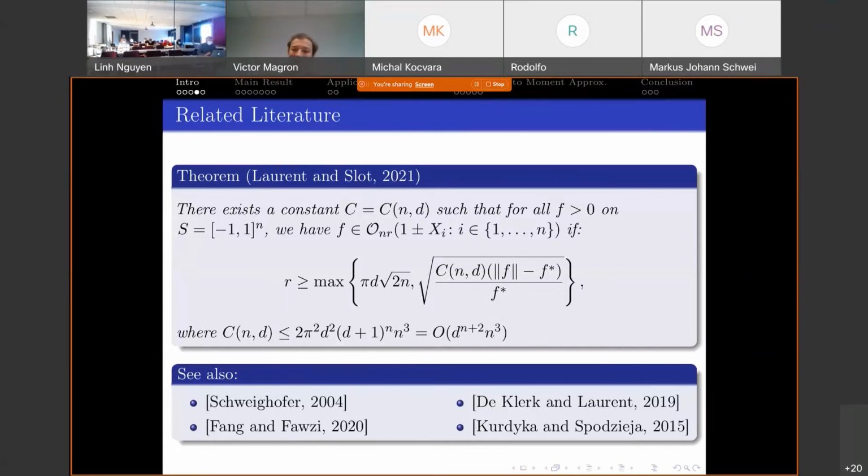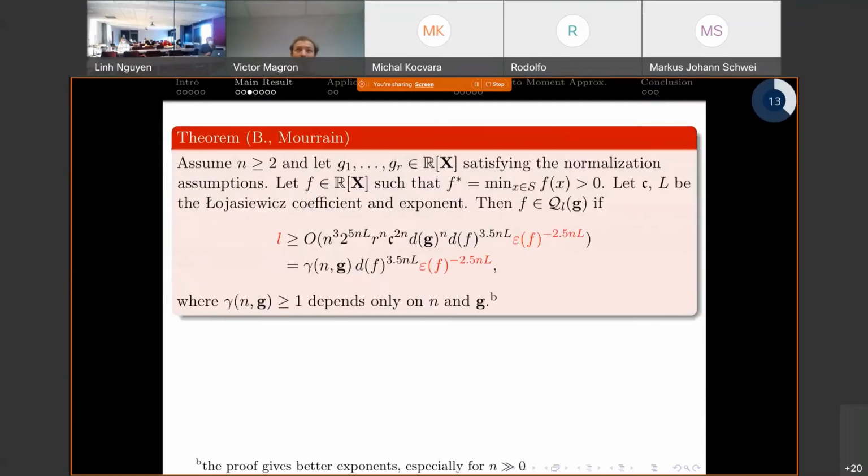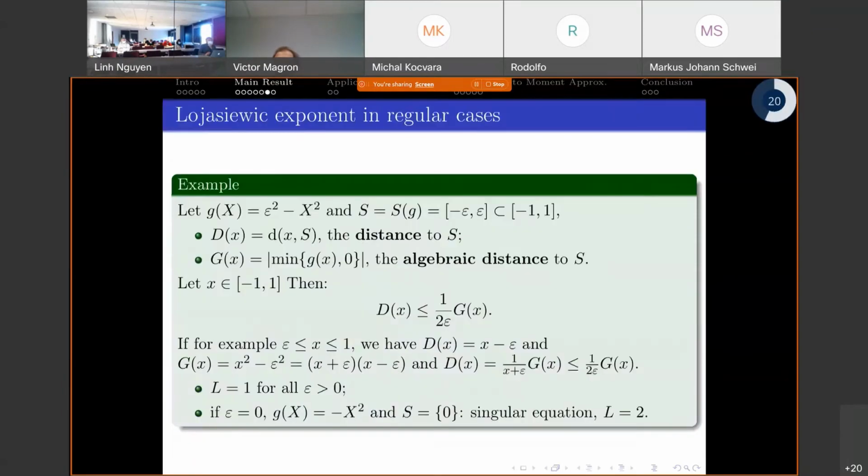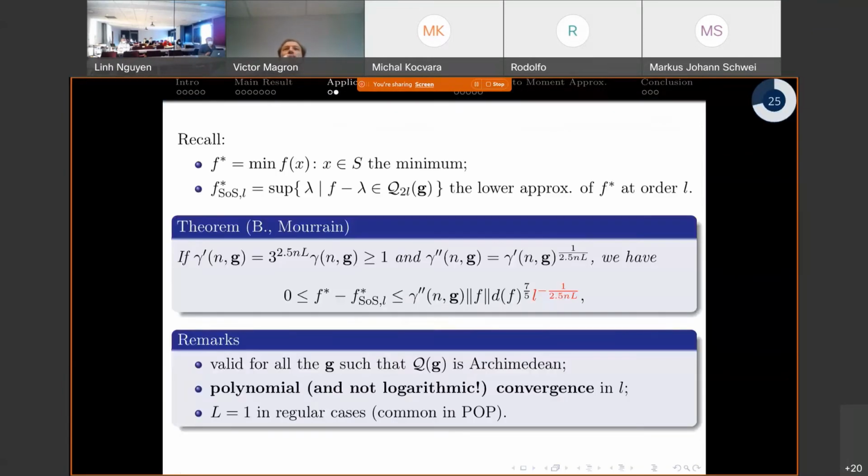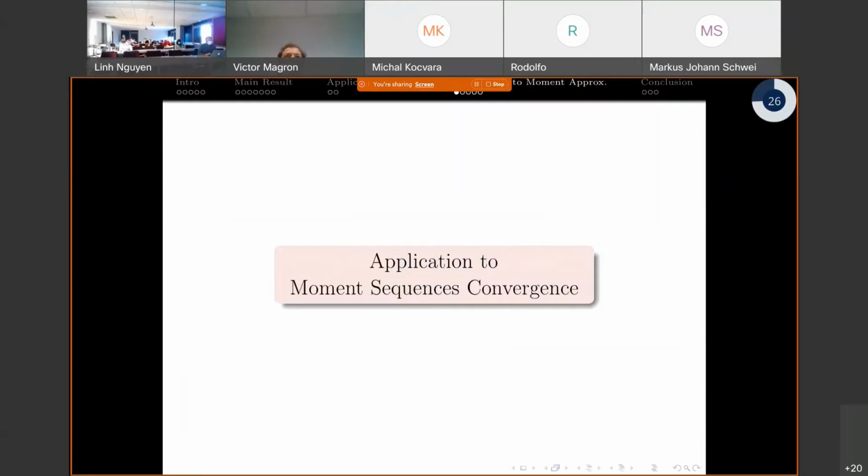Okay, so I think I can come back. I don't remember where I was. I think I was here. And I was trying to arrive to the application to moment sequence convergence. Maybe I have time. Yes.